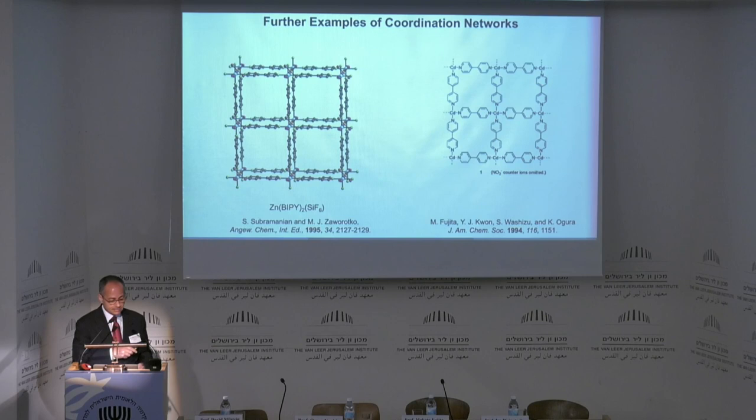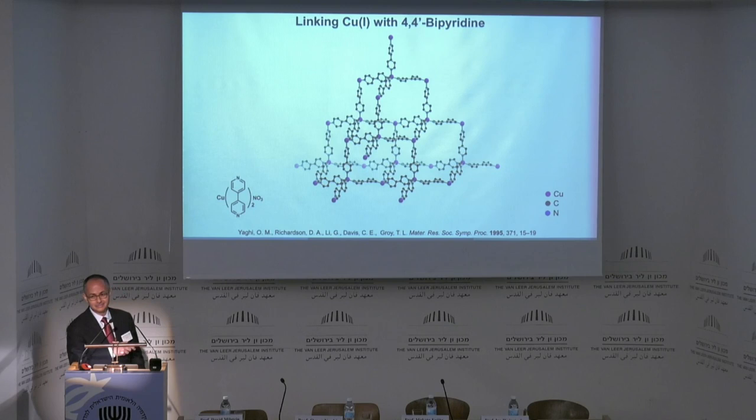Now, the examples continue. Zaworotko in 95 made this bipyridine. Fujita made this bipyridine. And when I started as assistant professor, we also started with bipyridine. Very easy to make these. But they stood, again, they stood as examples of lovely structures, but that's where it all stopped. They were just lovely and not useful. Because when you try to exchange the anion, they collapsed. And therefore, their porosity was still a challenge.